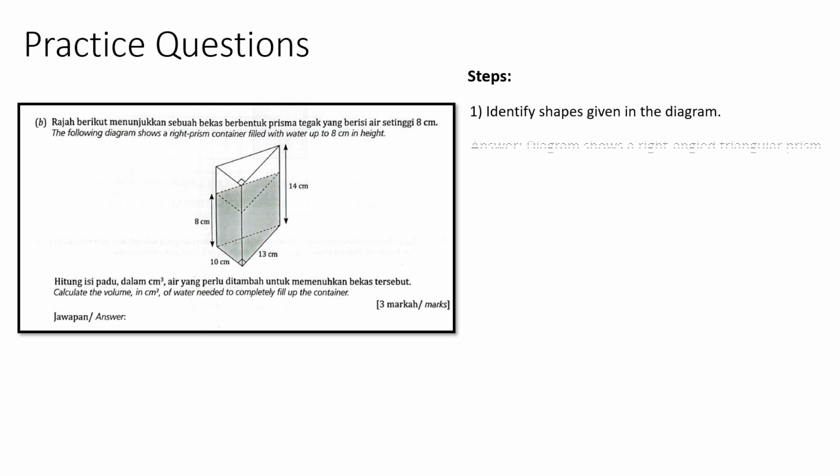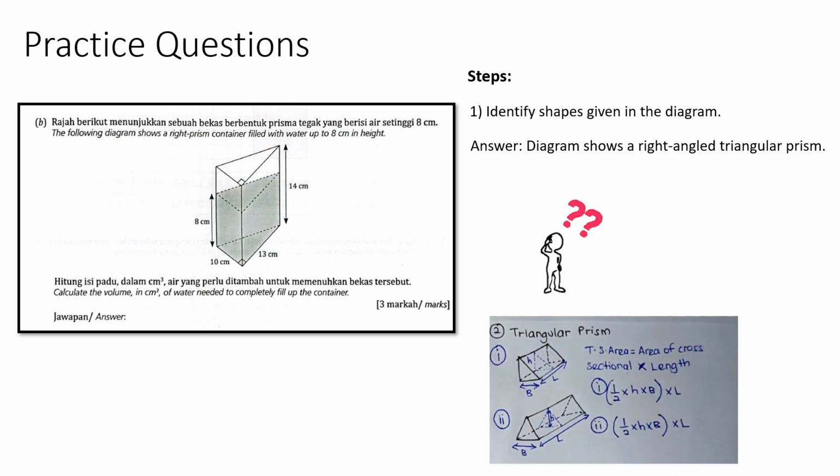Okay, now the first step we need to identify is find out the shape given in the diagram. The shape given in this diagram is a right angle triangular prism. So the second question will be, what is the formula to calculate the volume of a right angle triangular prism? Okay, so this is the formula to find out the volume of the right angle triangular prism.